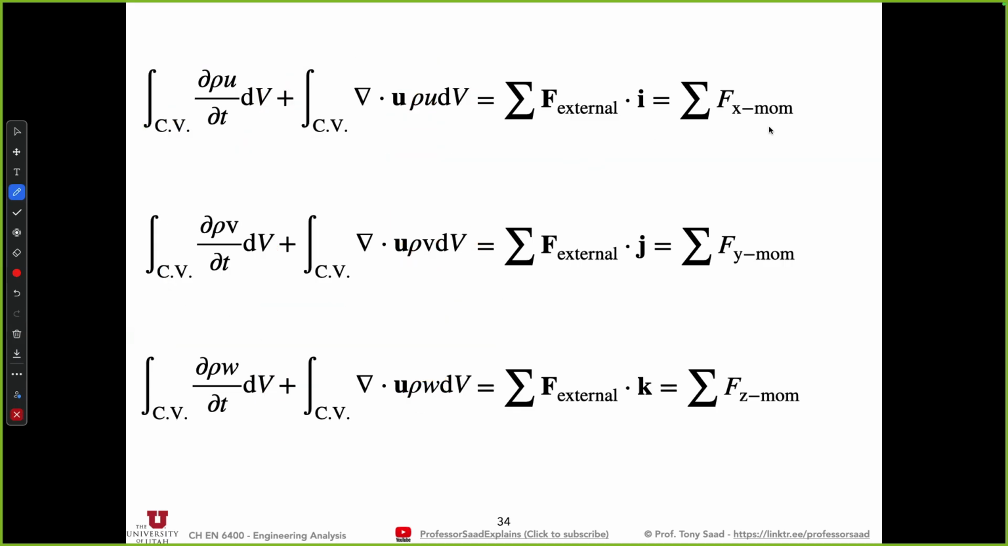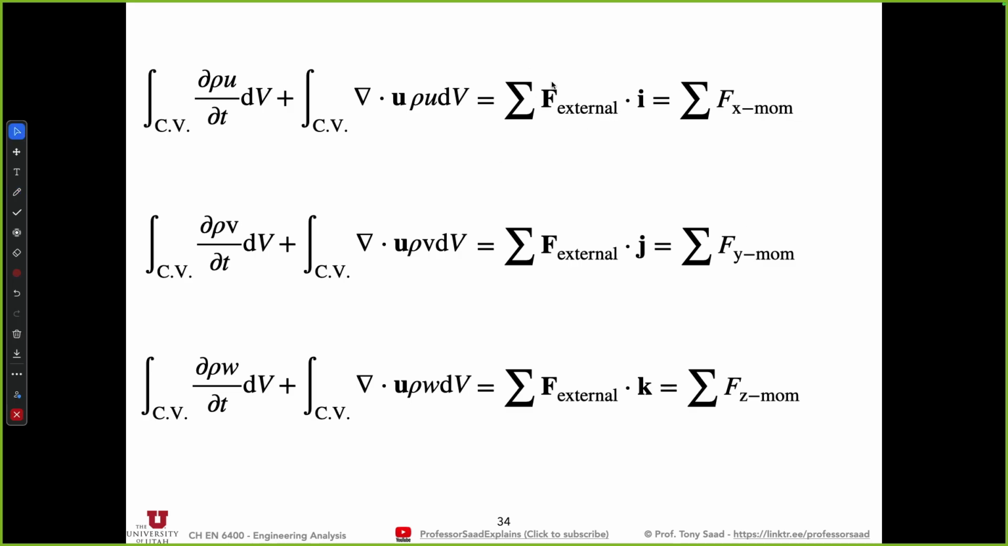And then finally, on the right-hand side, this is nothing more than Newton's second law. The rate of change of momentum is equal to a summation of external forces. And we were going to spend some time deriving these external forces. Last time we just did the gravitational force, and I will cover that again.